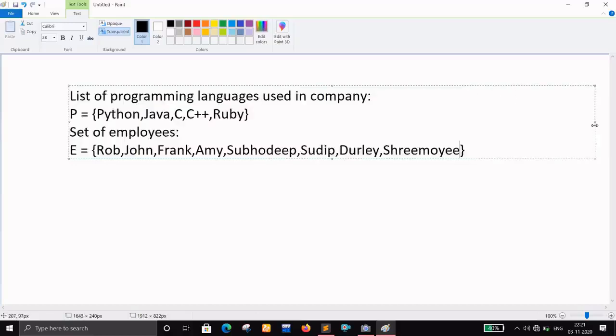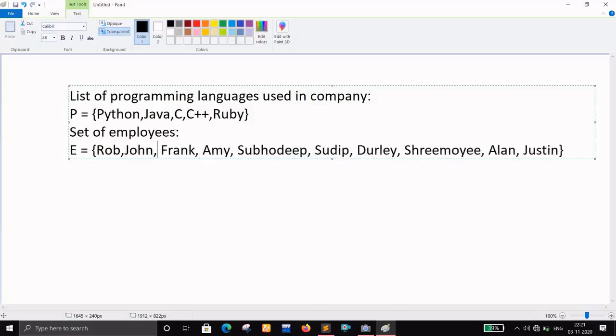I need some more, and let's say Alan, and let's say Justin. So we have 1, 2, 3, 4, 5, 6, 7, 8, 9, 10. Right? We have 10, right? Well, so we have these many employees working with us. Let's give a space so that you can understand the names more clearly. Right. So we have these many employees in our organization.